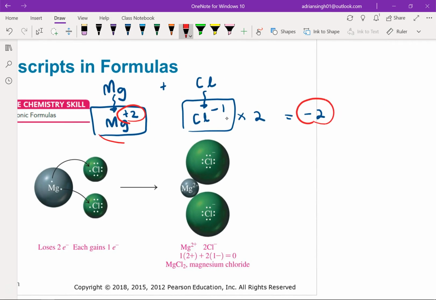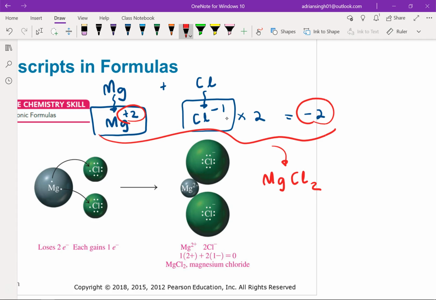So when we put these together in the right formula now, we're going to have 1 of the magnesium, right? Remember, we don't need to write the 1 in, it's understood to be there. And we're going to have 2 as a subscript for the chloride, right? And that'll be the formula for this particular combination of the magnesium ion and the chloride ion.